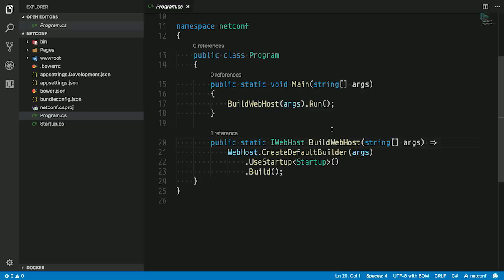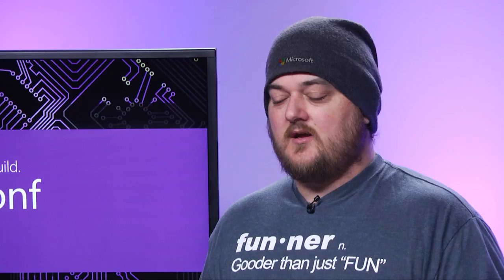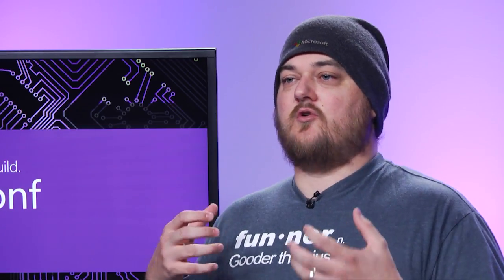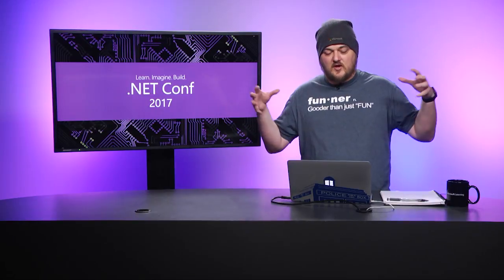The Program.cs and the Startup.cs, taken together, you can think of as the code-based configuration for your app. They tell your app how to start, what URL to listen on, what configuration files to load, and what places to log to. All of this sort of information is in here.